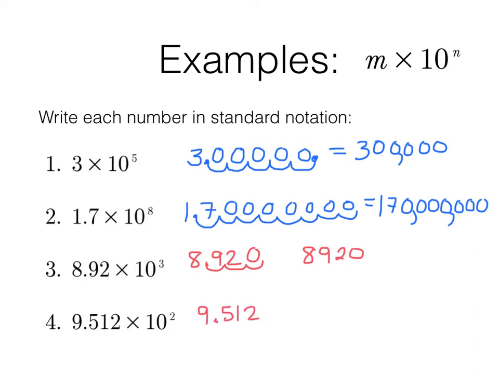9.512, moving my decimal point 2 places, 1, 2. It's 951.2. Now, why did they have that number in scientific notation? Well, we'll never know. But that's the basics of how to switch it from scientific to standard.